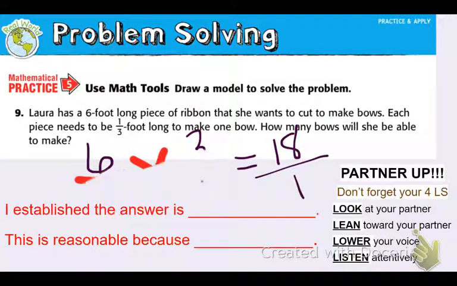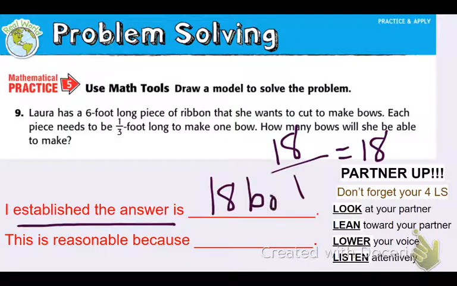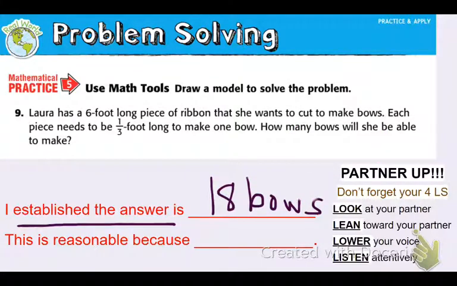Can I write it in simplest form? Absolutely. 18 over 1 is also equivalent to 18. So I established the answer is 18 bows can be made. Is my answer reasonable? Yes, because if I check through multiplication, 6 times 3 is 18.